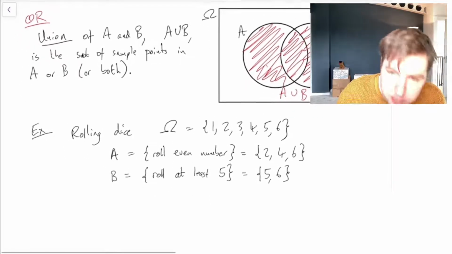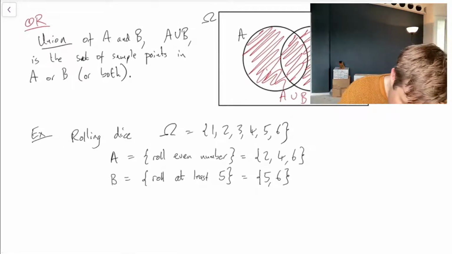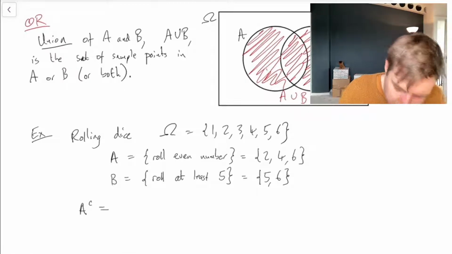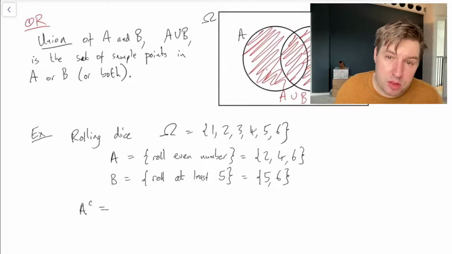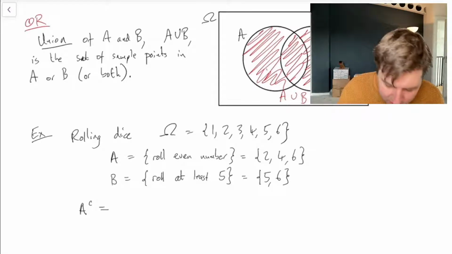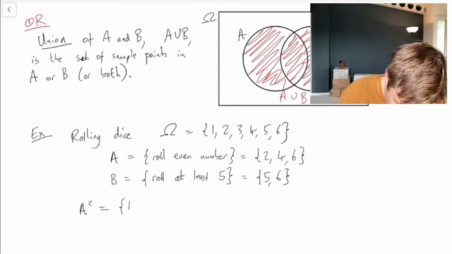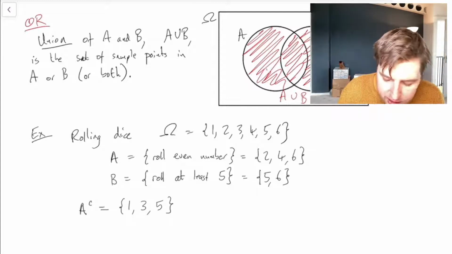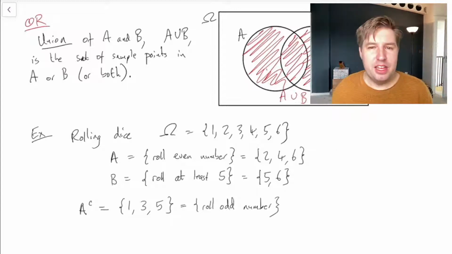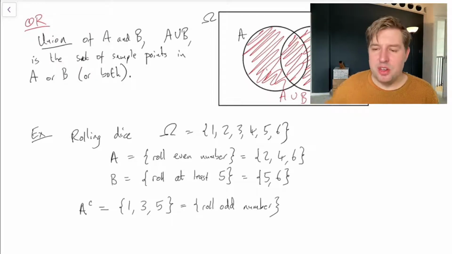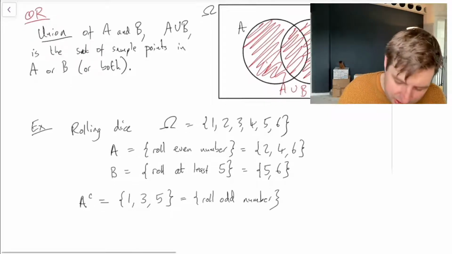So let's do a complement, the not. What's a complement? A complement is all the numbers in omega, 1, 2, 3, 4, 5, 6, apart from the ones that are in A, which are 2, 4, and 6. So that leaves us 1, 3, and 5. Those are the sample points that are not in A. And of course, you can see that that's equivalent to rolling an odd number. So the event that you don't roll an even number is the event that you roll an odd number. I think that's fairly clear.